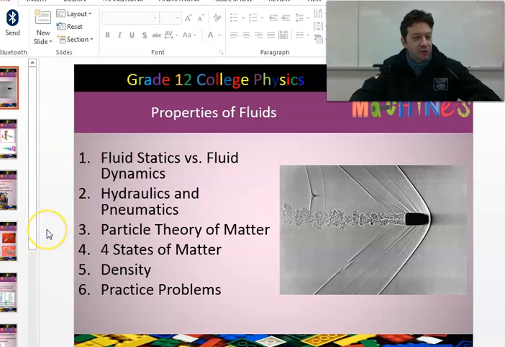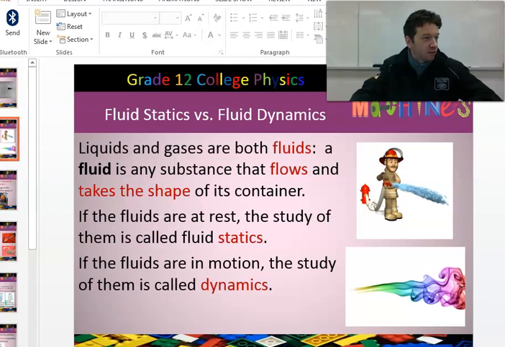So we're starting our new unit today on hydraulics and pneumatics. The first lesson is an introduction to the properties of fluids. Okay, because hydraulics uses fluids, so we need to understand fluids a little bit. First, the difference between fluid dynamics and fluid statics.